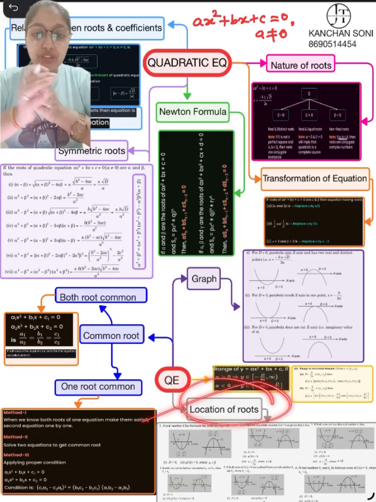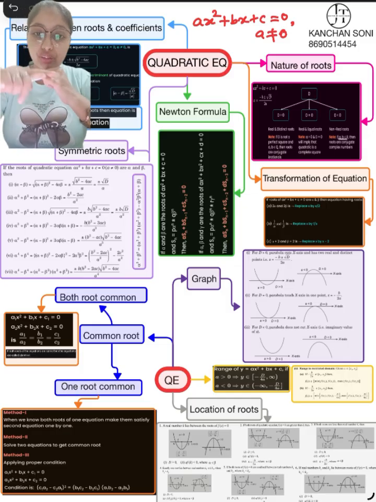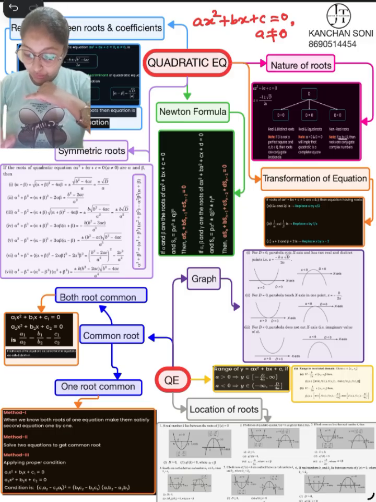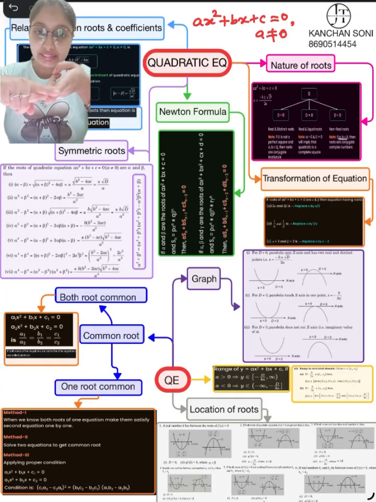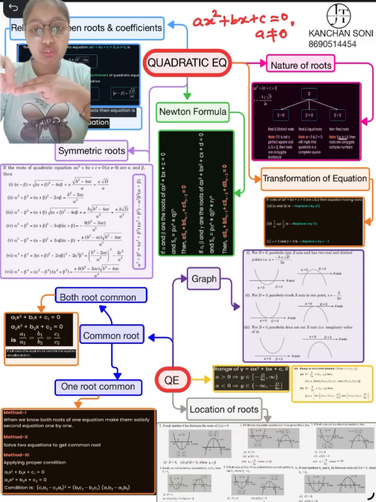In the location of roots, basically we have seen four most important major categories. Category 1 is where the number k lies in between the roots. It means D will be greater than 0 and a·f(k) will be less than 0. Then we have seen the second category, which is throwing a number out of the roots. How to throw a number out of the roots? Condition 1 is D greater than or equal to 0, and condition 2 is a·f(k) greater than 0.